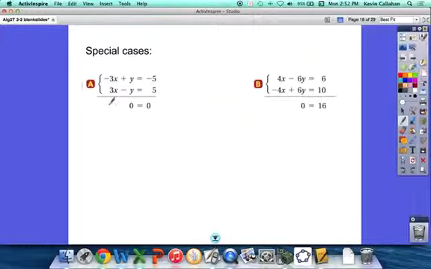We end up with an equation which does not have a variable in it, which means the solution does not depend on the variables. It's either always true or it's always false. And if 0 equals 0 is a true statement, then it's always true. Is 0 equals 0 a true statement? Yeah. So this one is always true, meaning the two lines are right on top of each other. That's what it means when you eliminate the variables and you end up with a true statement. True. Right? So same line, infinite solutions.